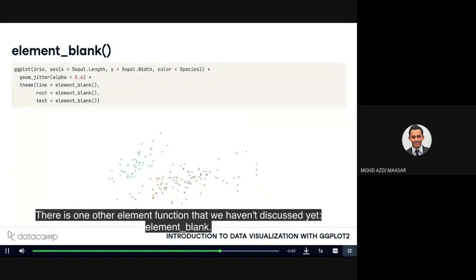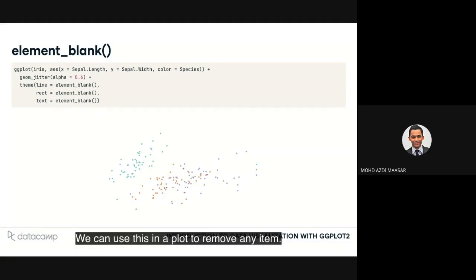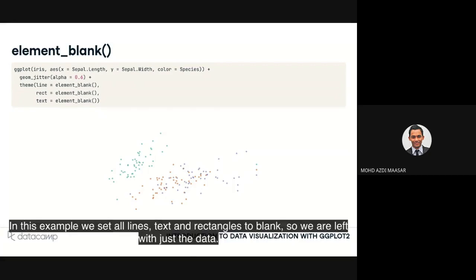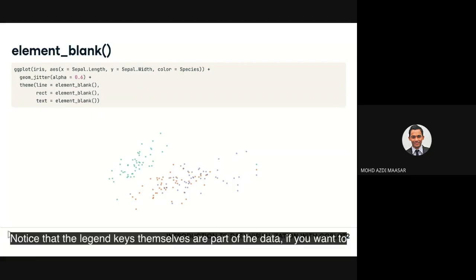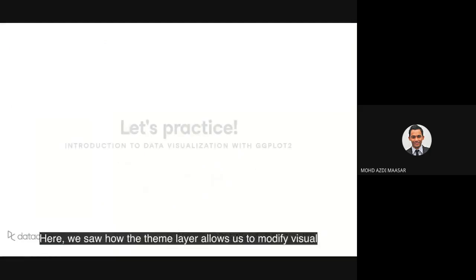There is one other element function that we haven't discussed yet: element_blank. We can use this in a plot to remove any item, that is, it won't be drawn at all. In this example, we set all lines, text, and rectangles to blank, so we are left with just the data. Notice that the legend keys themselves are part of the data. If you want to modify these elements, refer back to the chapter on aesthetics and the exercises on scales.